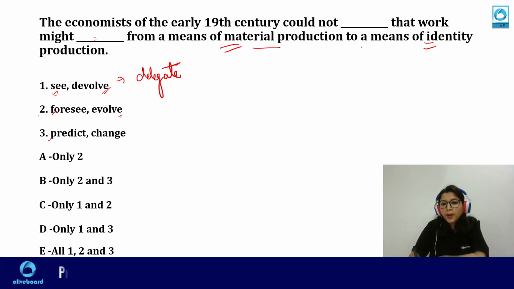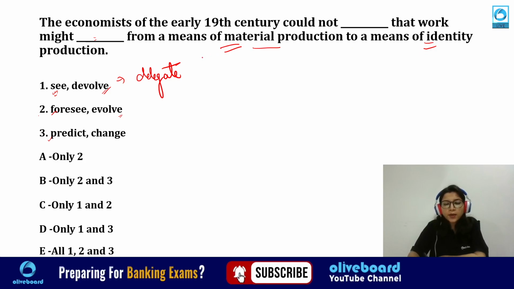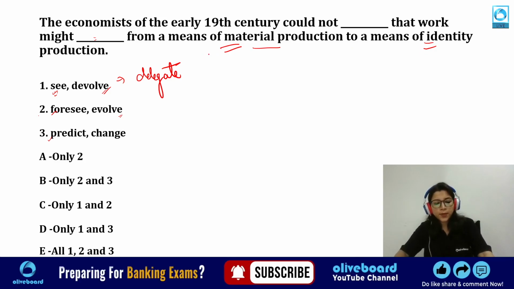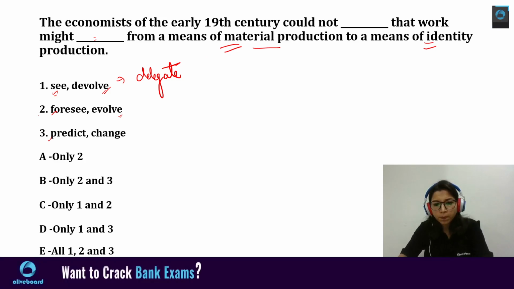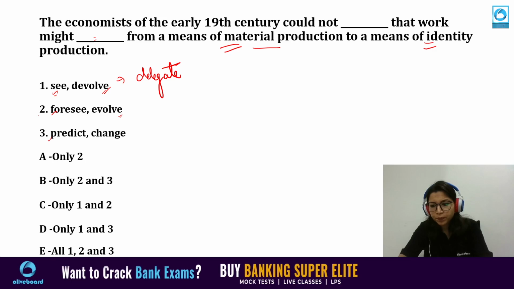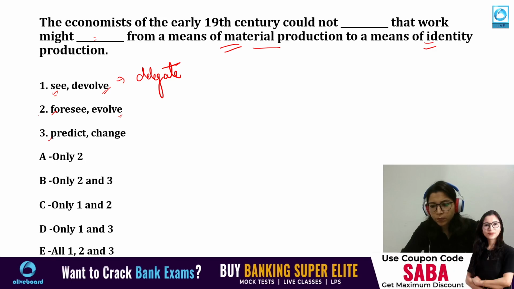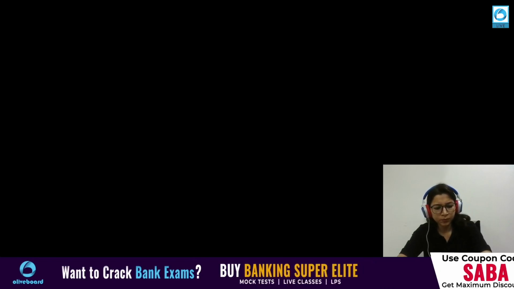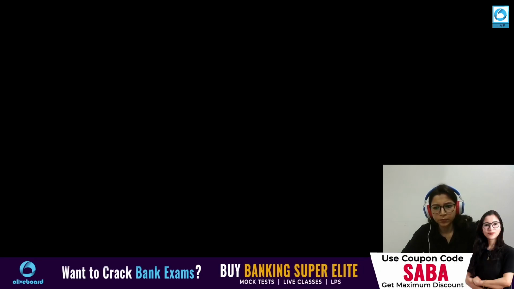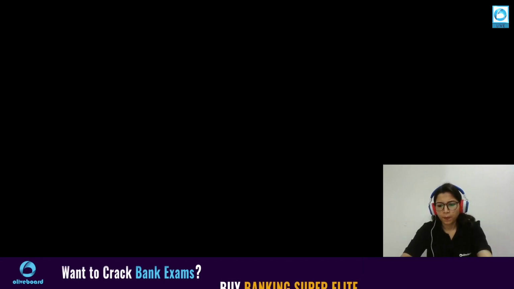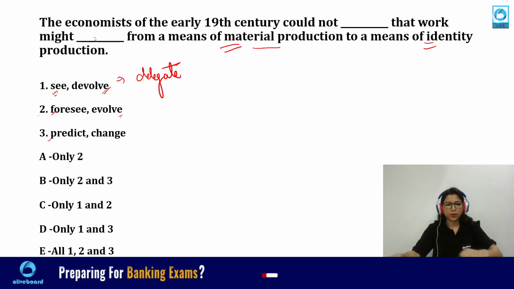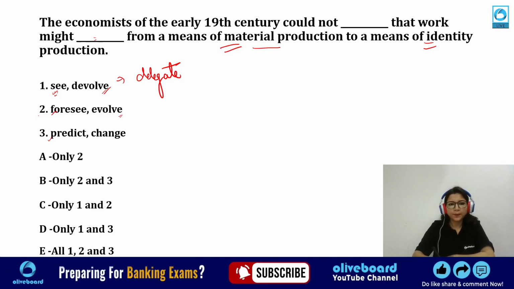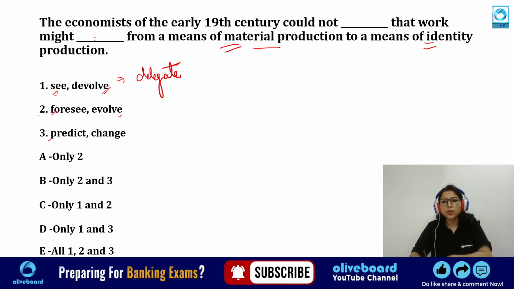From a means of material production to a means of identity production. Just 1 second. Yeah. So what I was telling, the economists of the early 19th century could not dash that work might dash from.